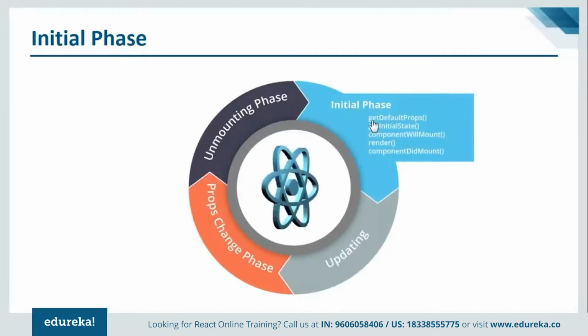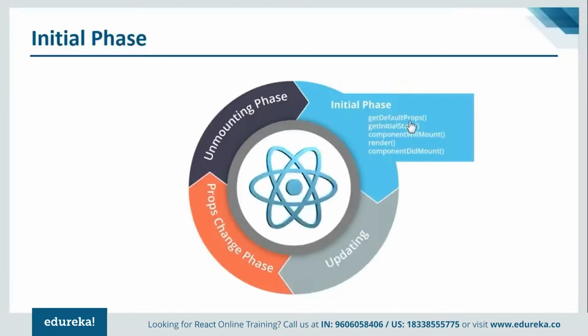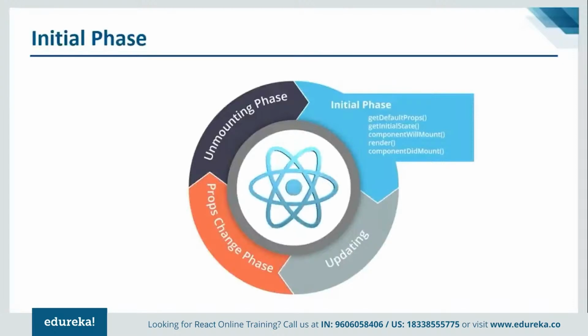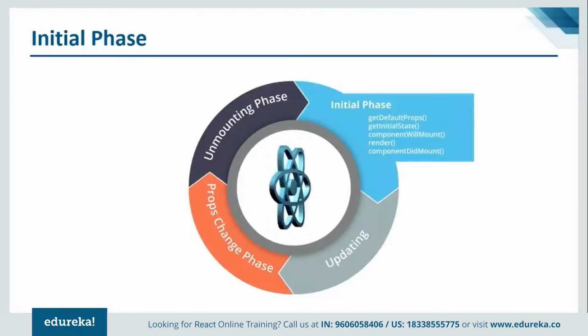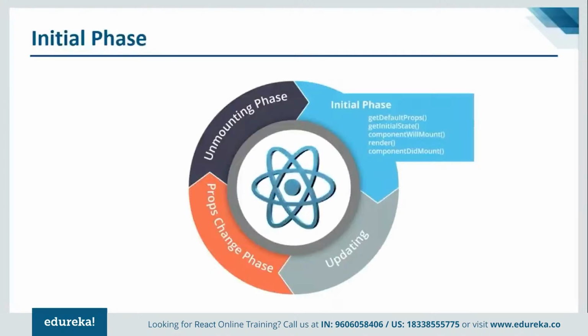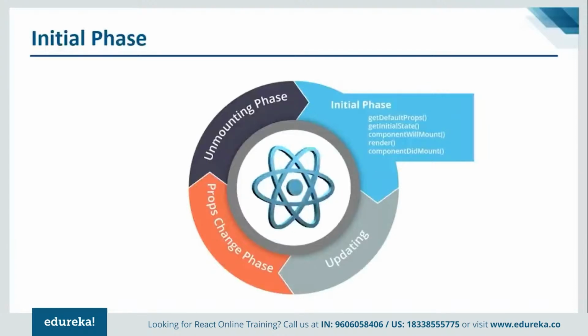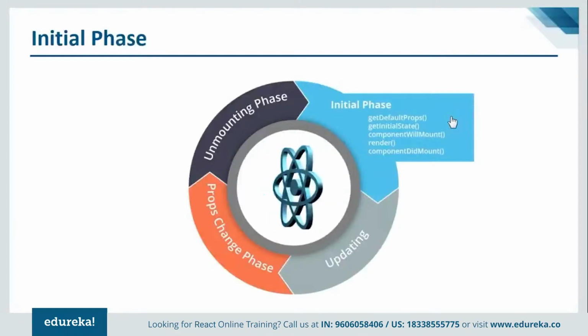The first method we have is getDefaultProps. This method allows you to specify the default value of this.props. It gets called before your component is even created or any props from the parent are passed. Then next we have getInitialState. This method allows you to specify the default value of this.state before your component is created. Just like the previous method, it too gets called before the component is created. The next method we have is the componentWillMount method.